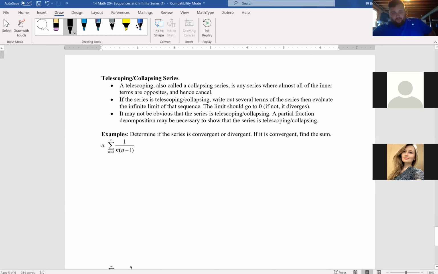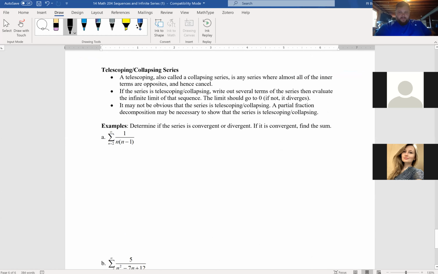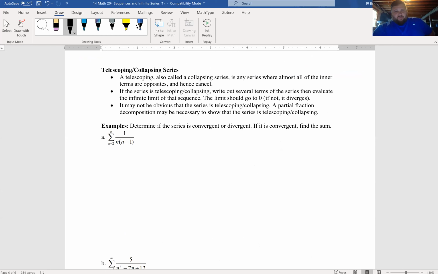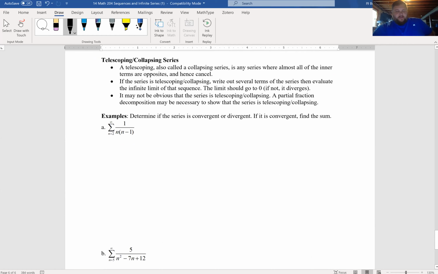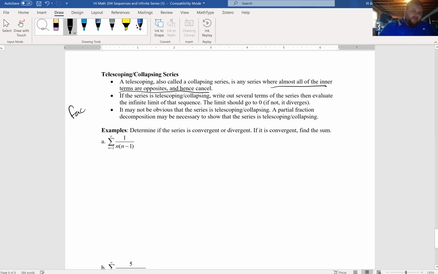So I just wanted to point that out before I continued, in case you didn't get a chance to do that one. The last part of this packet is telescoping and collapsing series. These are kind of interesting because, as you see here, it says almost all of the inner terms are opposites and therefore cancel. A good way to identify them is a factored or factorable denominator.